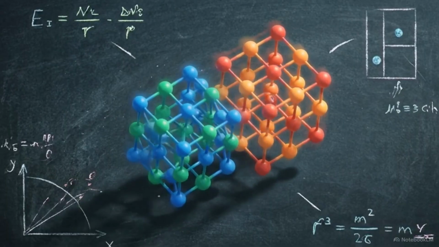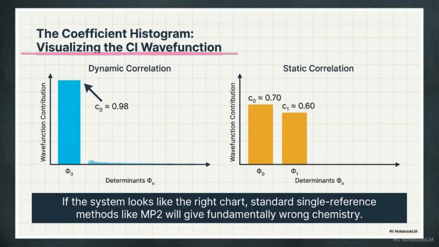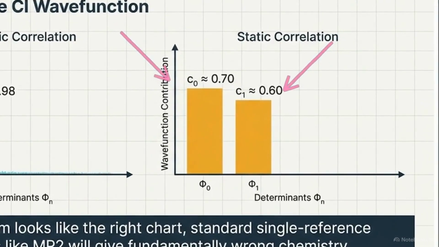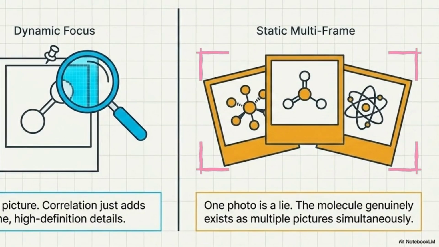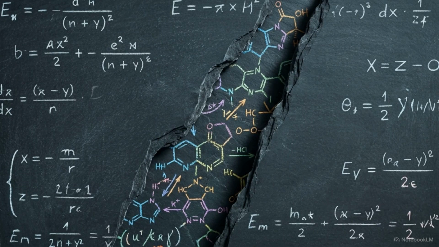start. This coefficient histogram visualizes the mathematical weight of the configurations. Under static correlation on the right, two or more determinants carry nearly equal coefficients. This photograph metaphor highlights the distinction. Dynamic correlation adds high-definition details to one main picture. Static correlation means the molecule requires multiple distinct photos to represent its reality at once, mandating multi-reference mathematical methods like CASSCF. Static correlation represents a fundamental tearing of the molecule's identity between multiple major states.